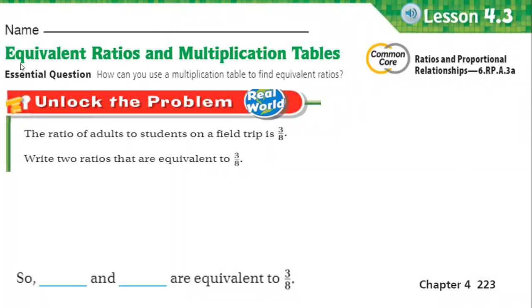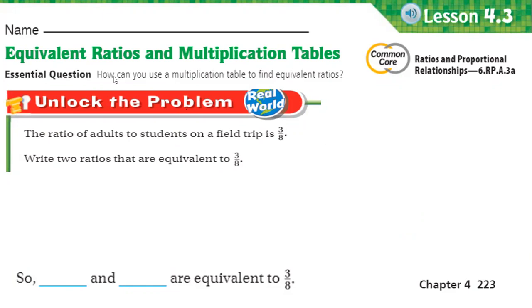As you see, the title is Equivalent Ratios and Multiplication Tables. You can find some times tables in that page, but I didn't put them for you because I have an easy way, easier than using a times table.